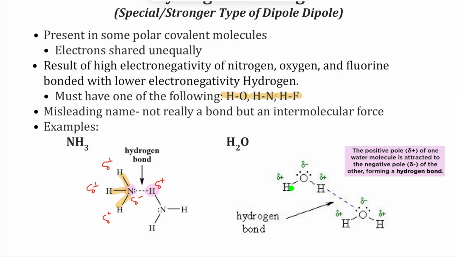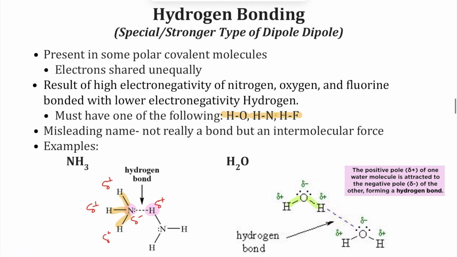If we look at H2O, H2O also has hydrogen bonding. When we did our intro activity, you should have seen that water, H2O, more droplets would fit on the penny than of our other chemicals, and that is because of that strong hydrogen bonding. So the positive pole, the partial positive of the water molecule, is attracted to the negative pole, the partial negative of the other, and that is forming that hydrogen bond.